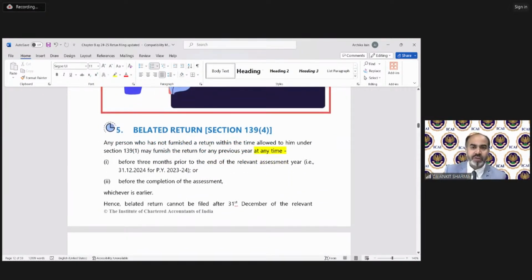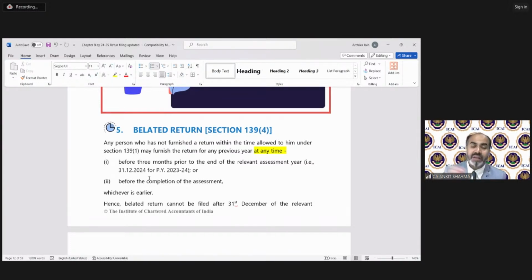Any person who has not furnished a return of income within the time allowed to him under section 139(1), that means 31st of July or 31st of October or 30th of November, may furnish the return for any previous year at any time. So you can file your return up to 31st of December of 2024. So if you file it till 31st of July, that will be a normal return. But if it is filed from 1st August till 31st of December, this is belated.